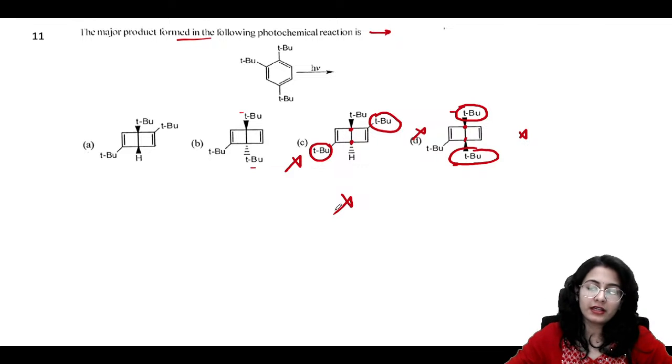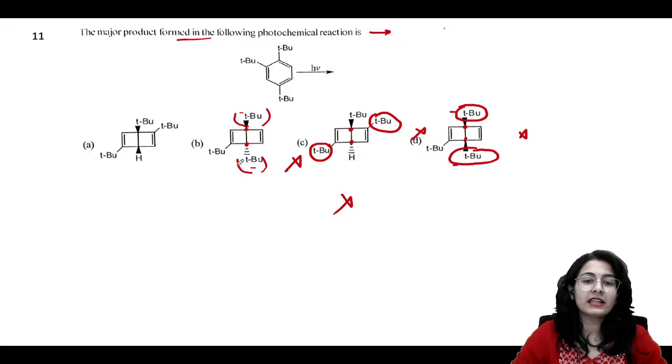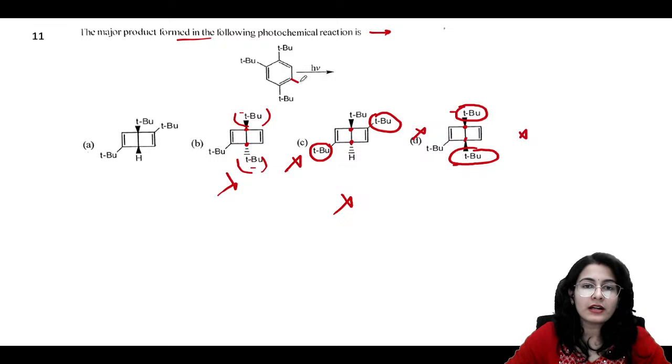ये भी wrong हो गया. फिर क्या करेंगे? Again two tertiary butyl groups are coming together. भले ही trans or trans junction, again very bulky groups, trans junction not possible. A is possible. A कैसे possible होगा? When we are actually in the presence of light, when we are actually opening up these two and causing a reaction between these two carbons. Okay, that is possible.